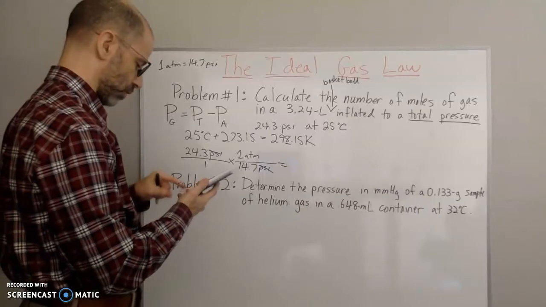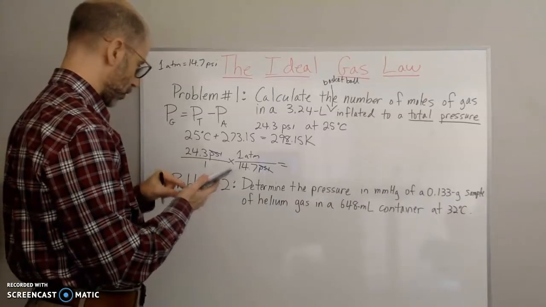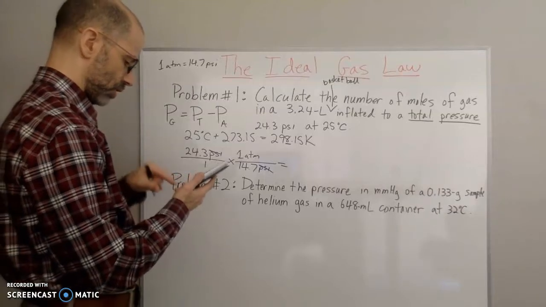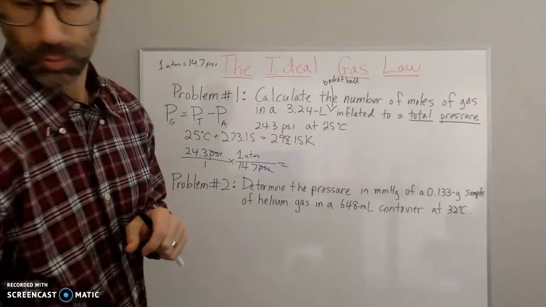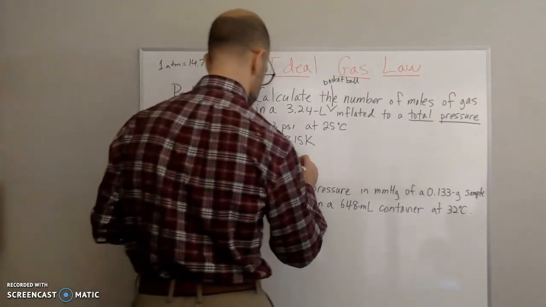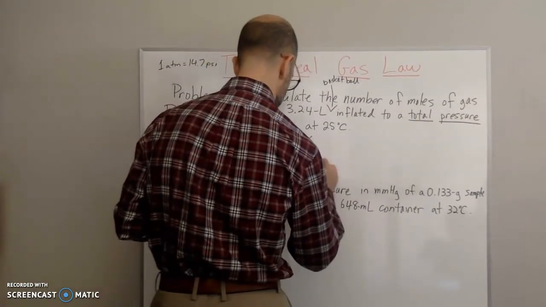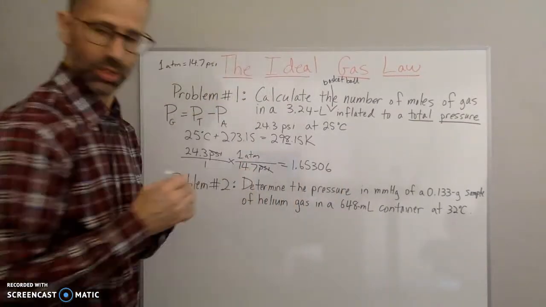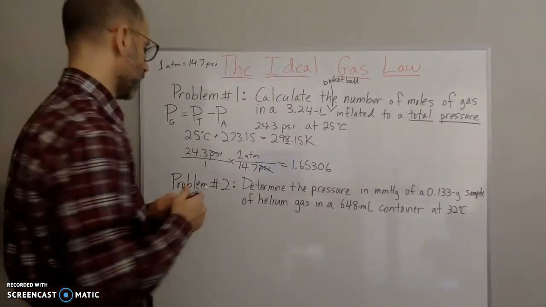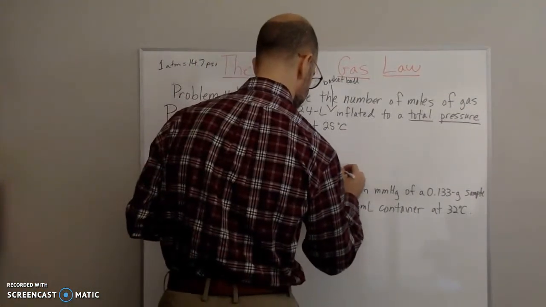So I'm going to have 24.3 divided by 14.7 equals, and I get 1.65306. Let me double check. 1.65306. Okay, and that's going to be atmospheres.